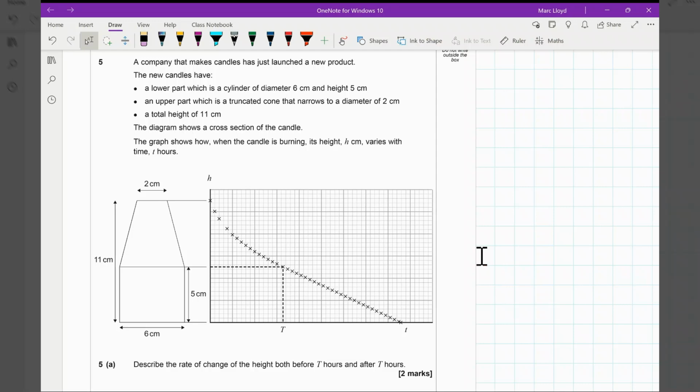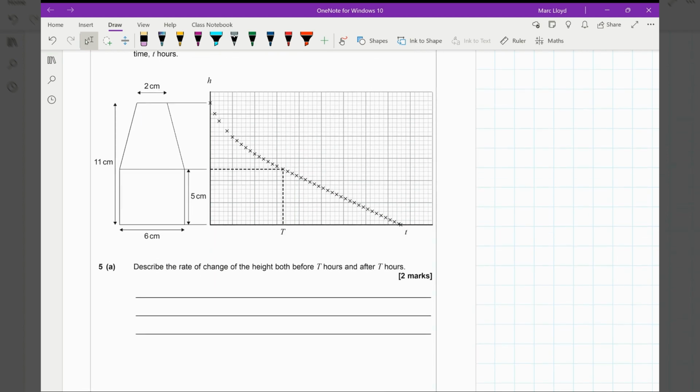So, a company that makes candles has just launched a new product. The new candles have a lower part, which is a cylinder of diameter 6 centimeters and a height of 5 centimeters, an upper part, which is a truncated cone that narrows to a diameter of 2 centimeters, and a total height of 11 centimeters. The diagram shows a cross section of the candle. The graph shows how, when the candle is burning, its height h varies with time t.